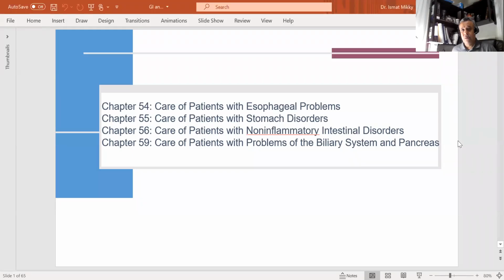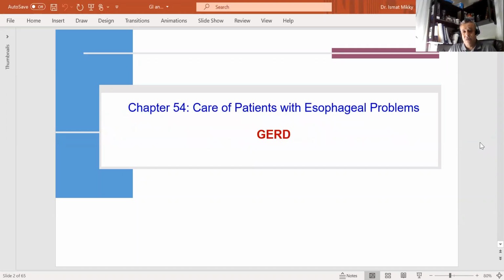And the last chapter, 54, will cover concepts of care for patients with biliary system and pancreas disorders. The focus will be on one disease, cholecystitis, and cholecystectomy, the surgical excision or removal of the gallbladder. So let me share the screen with you. These are the 4 chapters that will be covered in this lecture.